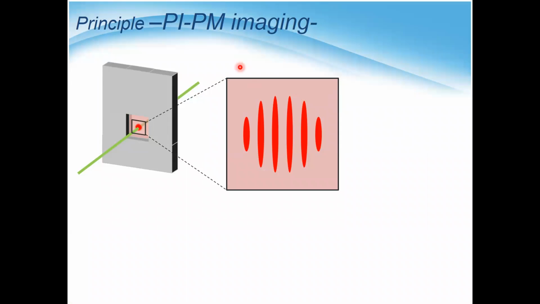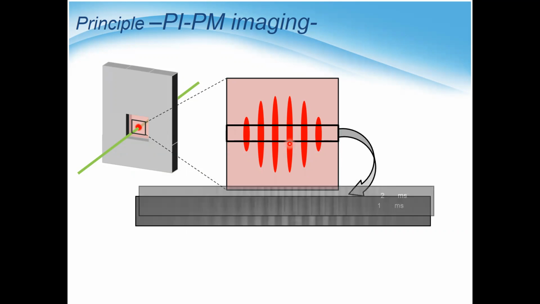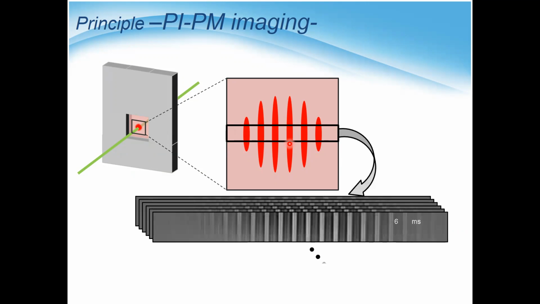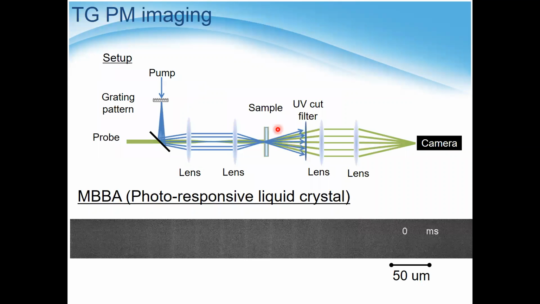Okay. In the actual setup, in this sample, we can see this kind of refractive index pattern, and to reduce the burden on the computers, we cut off the center of the region, and then we obtain the refractive index image over time with a high resolution camera. So here's the first demonstration. In this setup, pump light illuminates a sample, and probe light is illuminated, and then the image goes to the camera.